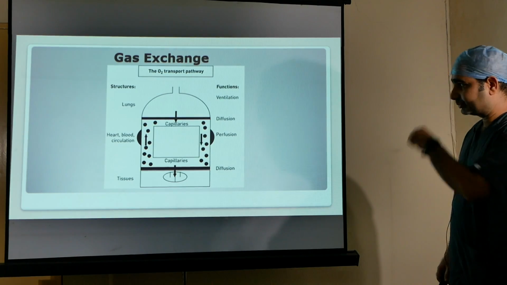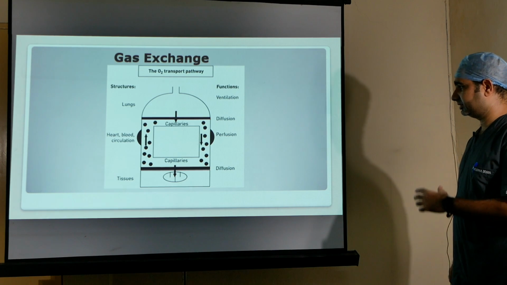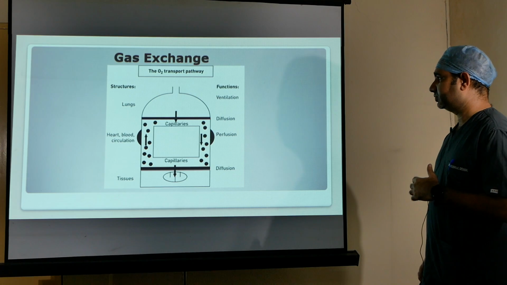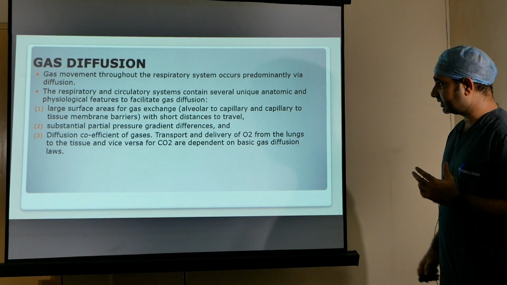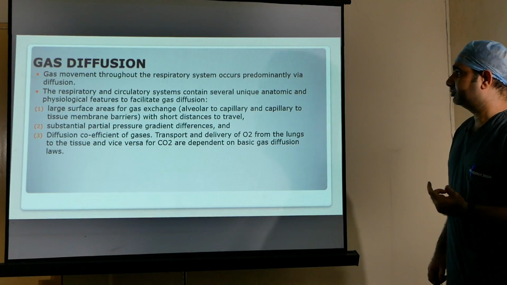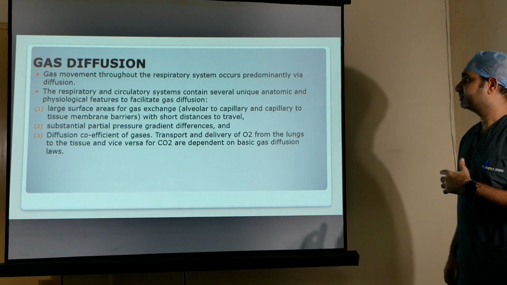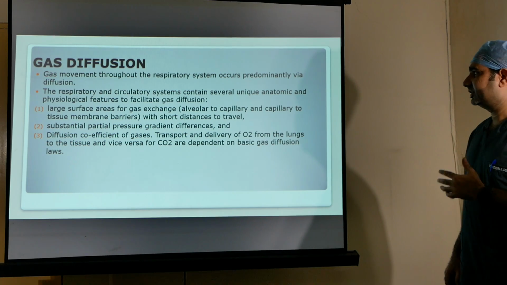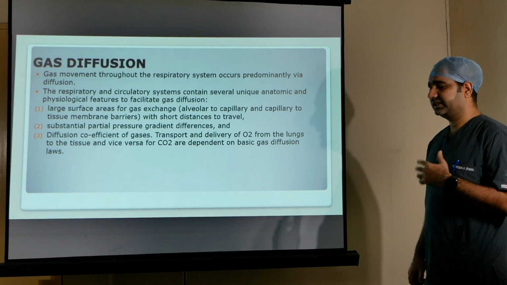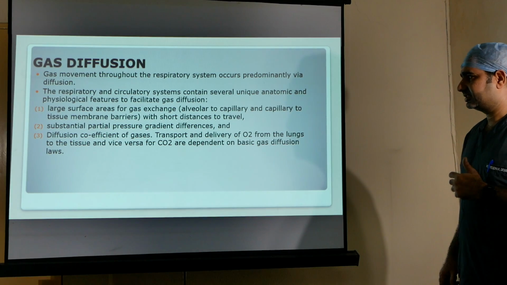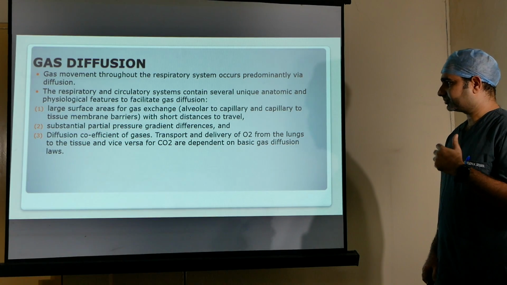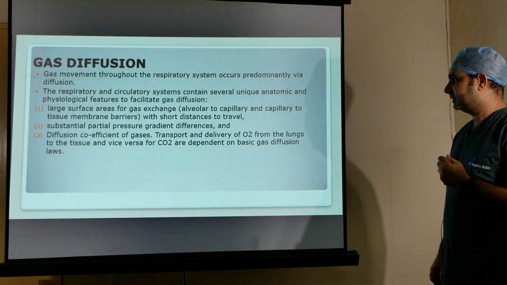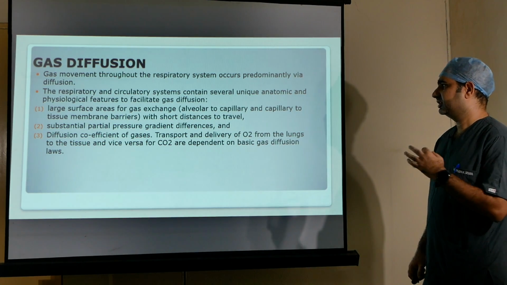Now, gas exchange. This diagram shows the flow of gas from the atmosphere to the tissues. Now, gas diffusion. The gas movement throughout the respiratory system occurs predominantly via diffusion. The respiratory and circulatory systems contain several unique anatomic and physiologic features to facilitate gas diffusion. The first feature is a large surface area. This large surface area of the alveolar membrane shortens the distance to travel.